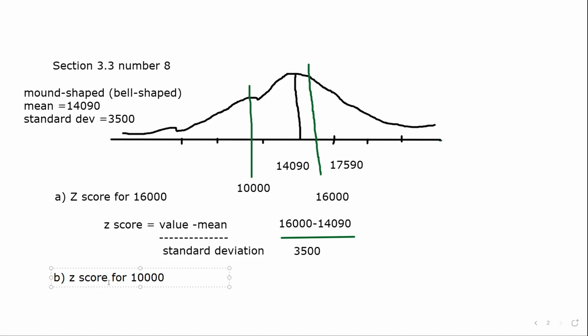Okay, so let's do it. The value minus the mean over the standard deviation. So we have 10,000. Let me probably move this over here, right? So we get 10,000 minus the mean. What is our mean?